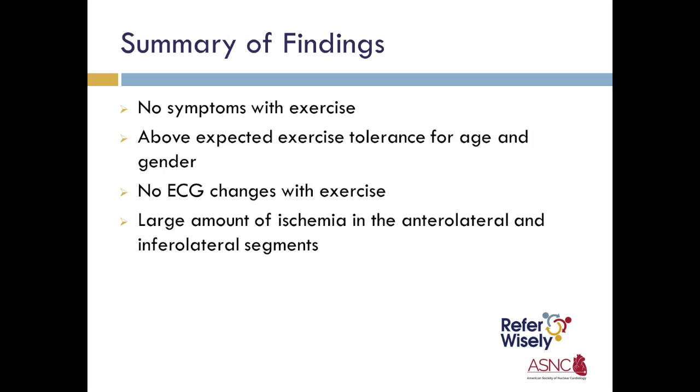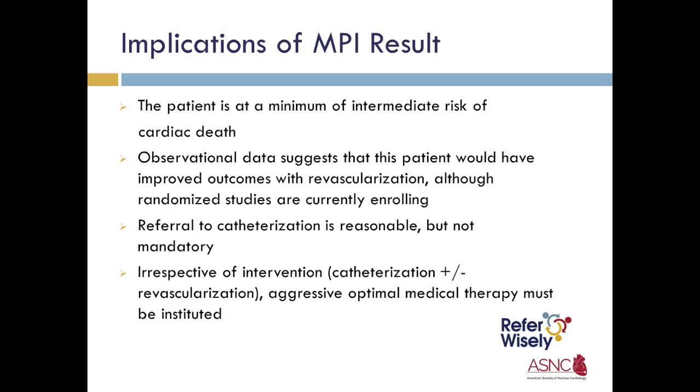So if we summarize these findings, we see first that there were no symptoms with exercise. It's very important that the patient did not have symptoms of chest pain, even exercising at this level, and with ischemia noted. We know that the patient had above expected exercise tolerance, and we do this based on tables comparing age and gender and normal rates, and that there were no EKG changes with exercise. However, on our perfusion imaging, we found a large amount of ischemia in the anterolateral and infralateral segments.